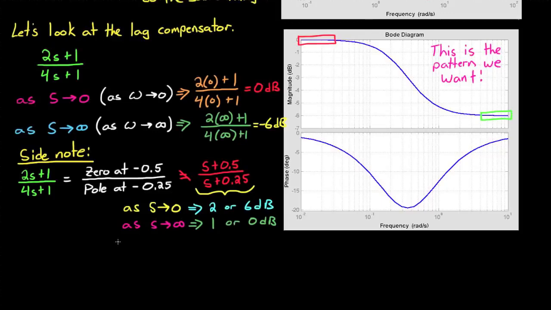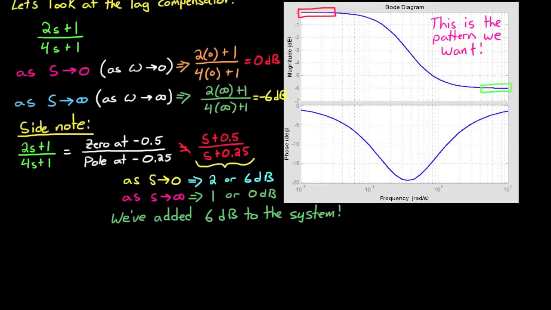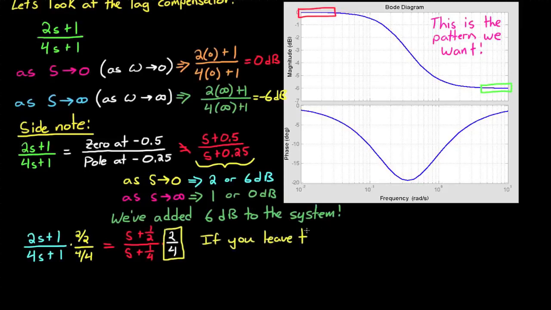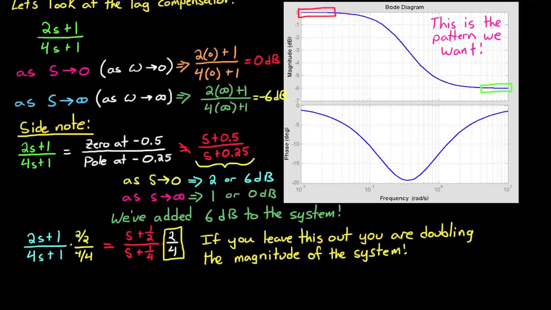And as s approaches infinity, the gain approaches 0. So essentially, we've just increased the gain plot up by a factor of 2, or 6 dB. And this is obvious when you try to do the math to convert from one to the other. Multiply the numerator by 2 over 2 and the denominator by 4 over 4, and we're left with our mysterious gain of 2. Because if you leave out this 2 divided by 4, you're effectively doubling the magnitude of the system. So I'm going to stick with the first way that I wrote it because I think that it's cleaner, but you can write it either way as long as you keep track of the gain.